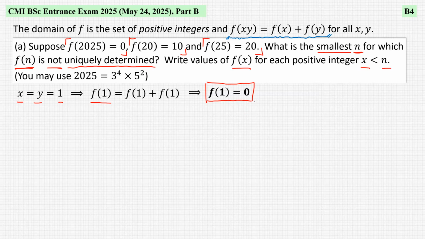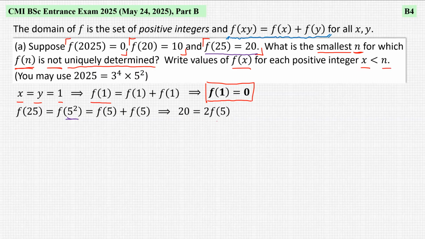Perhaps the next easiest step is using the given value of f(25), because 25 is equal to 5 squared, so f(25) can be split into f(5) plus f(5). So we have 20 equals 2 times f(5), giving f(5) equals 10.